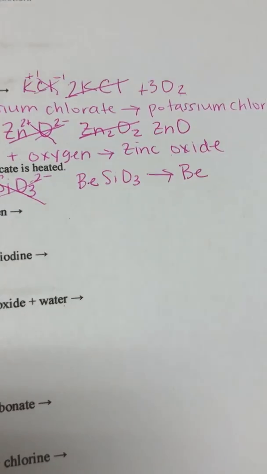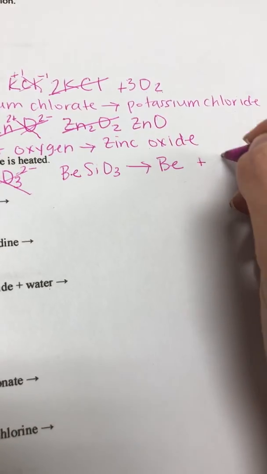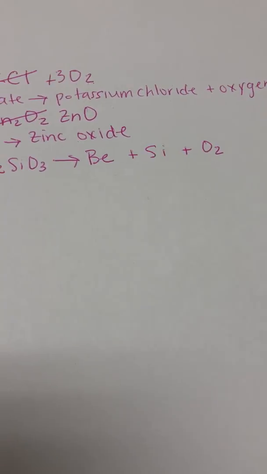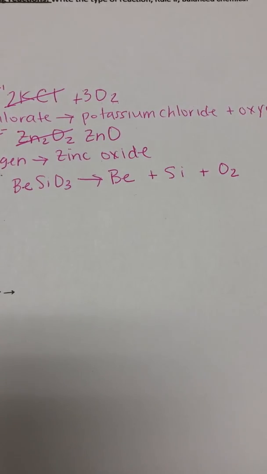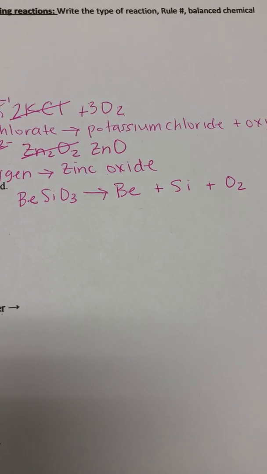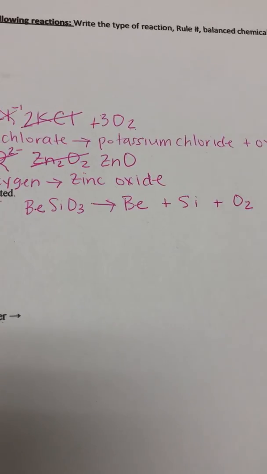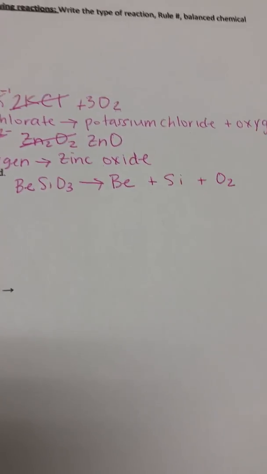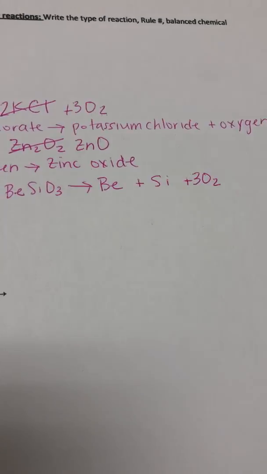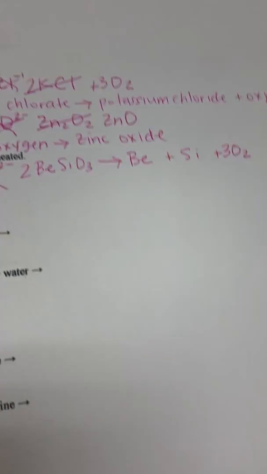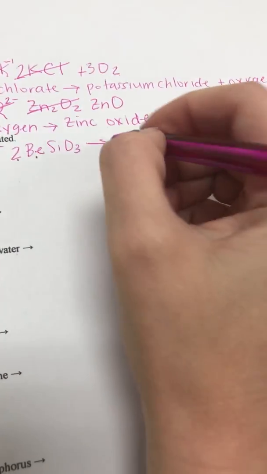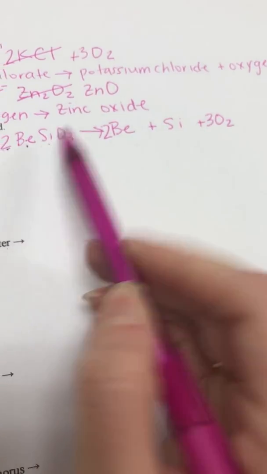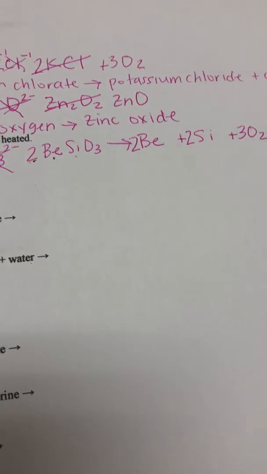So what's the first element that I have? Beryllium. What's the second element that I have? Silicon. What's the third element that I have? O2. Remember, oxygen's diatomic. I cannot write just O. So my final step is to look and see if it's balanced, which it is not, because my oxygens do not equal. So I am going to multiply this oxygen by 3 so I can get 6. I'm going to multiply this compound by 2 so that I can get 6 oxygens. But now I have 2 berylliums, and I also have 2 silicons. So that is my final balanced equation.